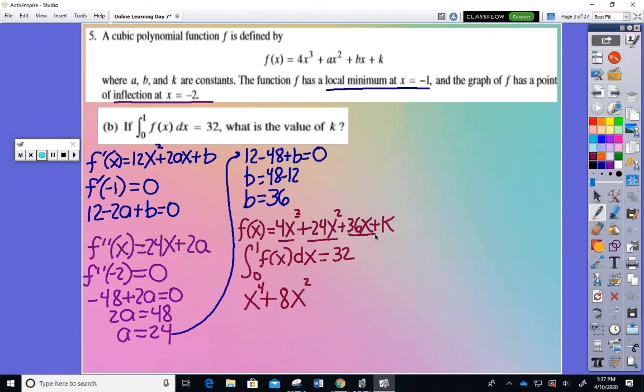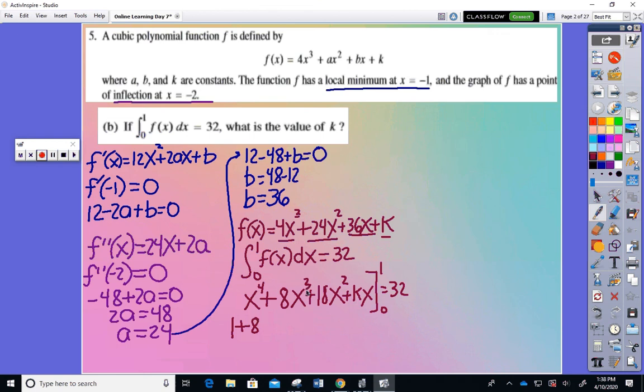So when I go to 36x, I'm going to take that x to x squared, and then 36 divided by that 2 would be 18, and then I have plus kx. The antiderivative of k is k times x. I'm going to take that from 0 to 1, and I'm going to make it equal to 32. Well, that means I need to plug 1 in. So 1 to the 4th, 1 squared times 8, 1 cubed times 8.